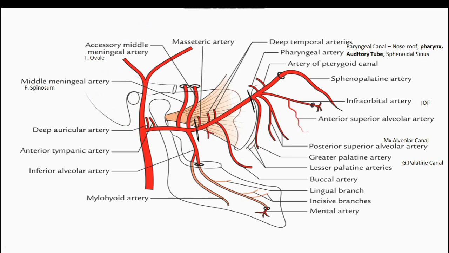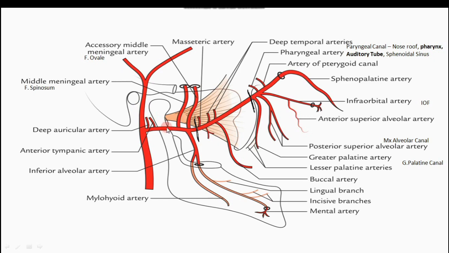This deep auricular artery, the first branch, passes through the foramen in the floor of the external acoustic meatus. As it travels, this first branch supplies the skin of the external acoustic meatus and the outer surface of the tympanic membrane. The next branch is the anterior tympanic artery. It passes through the petrotympanic fissure and supplies the inner surface of the tympanic membrane. Clear?